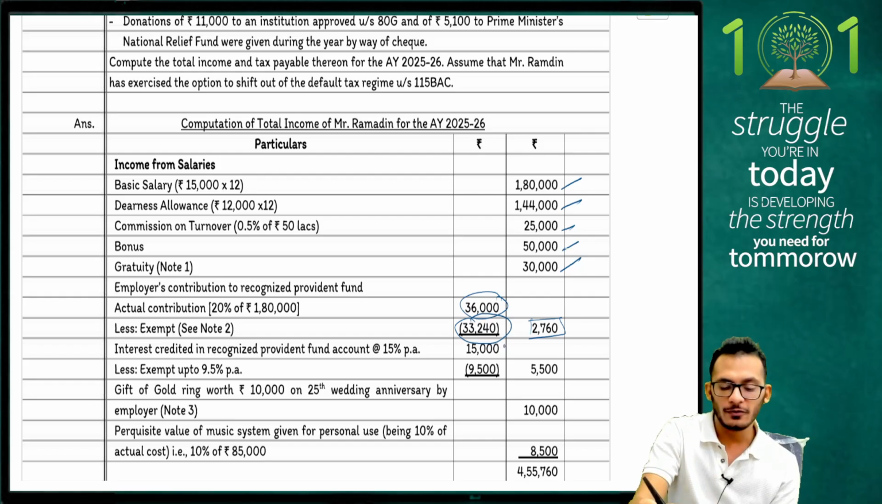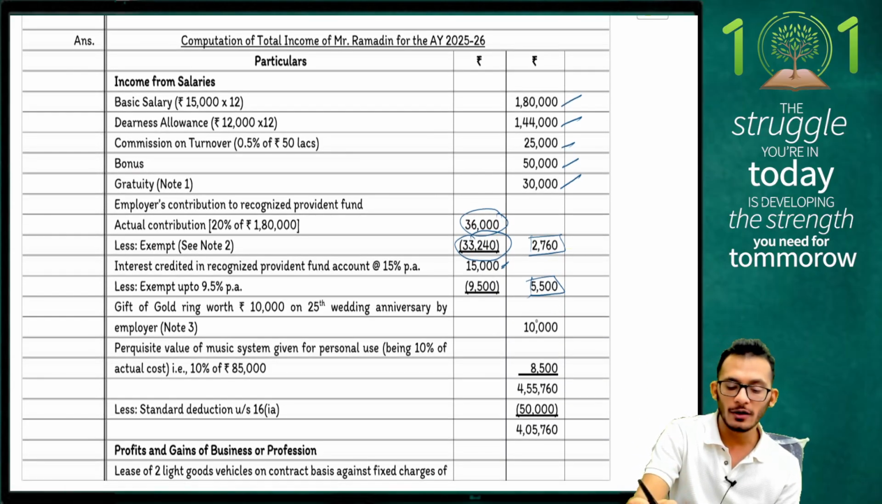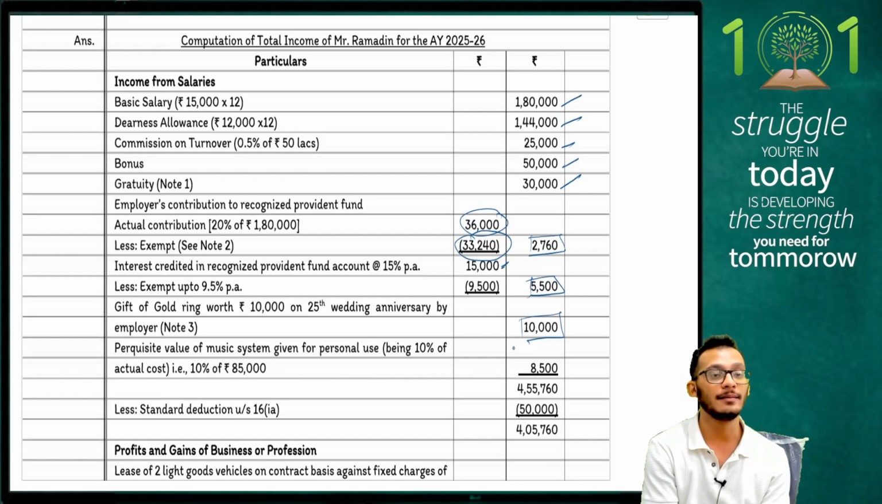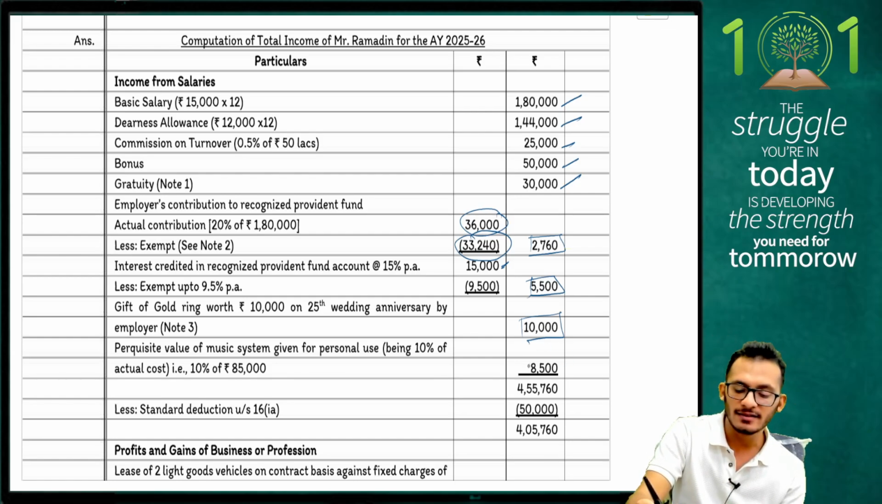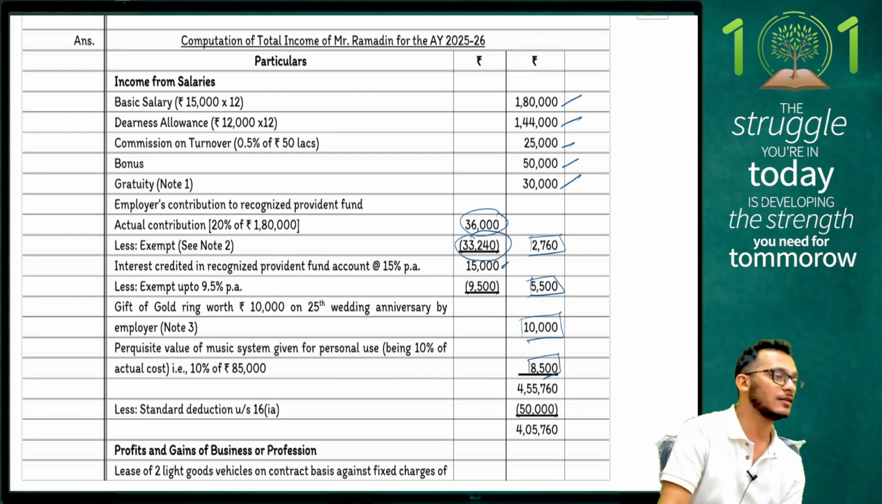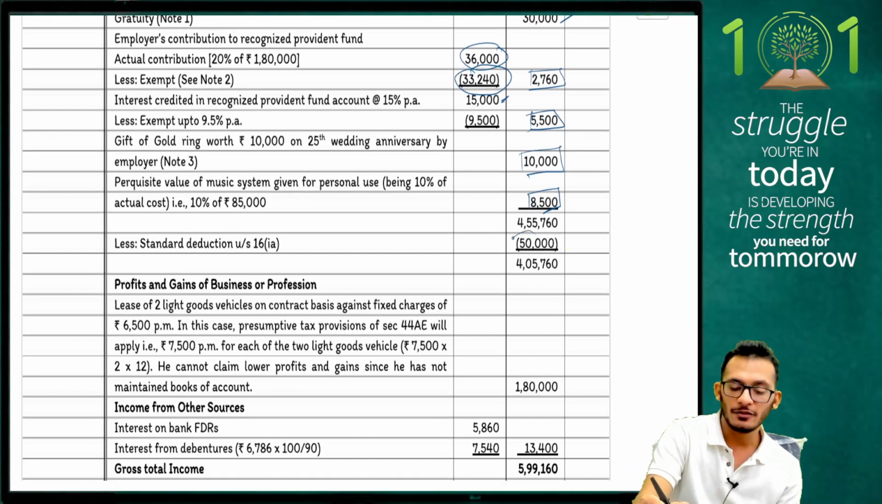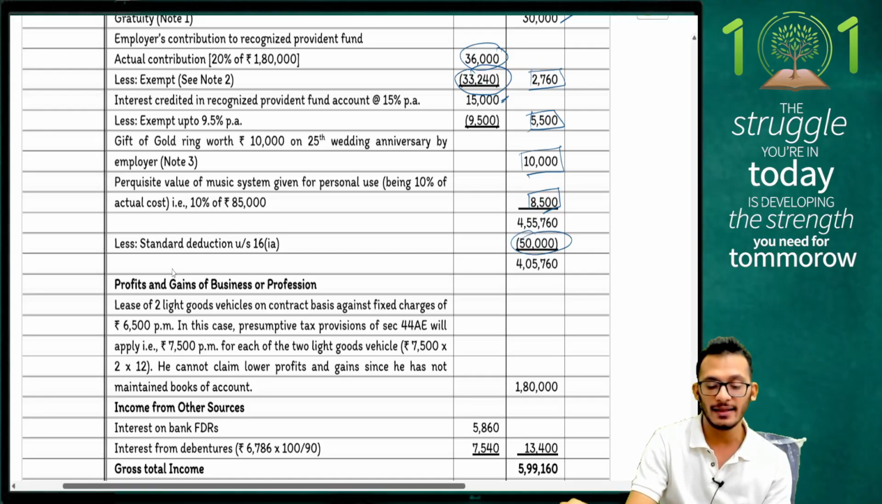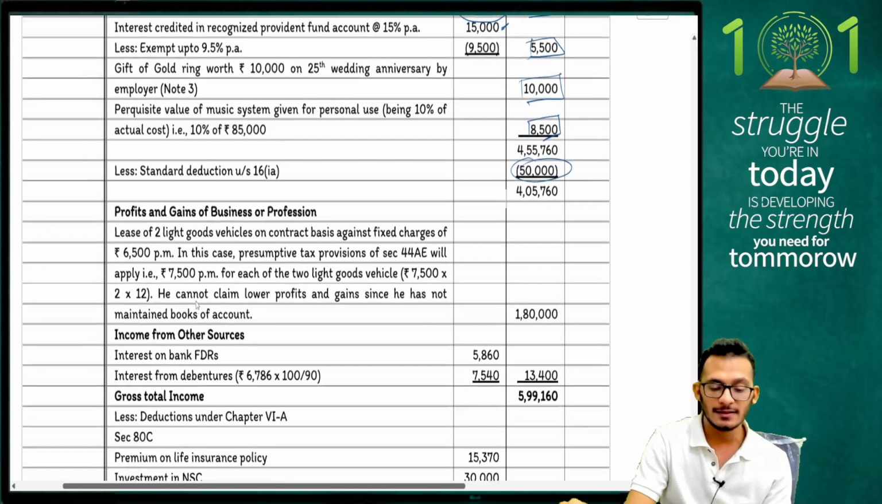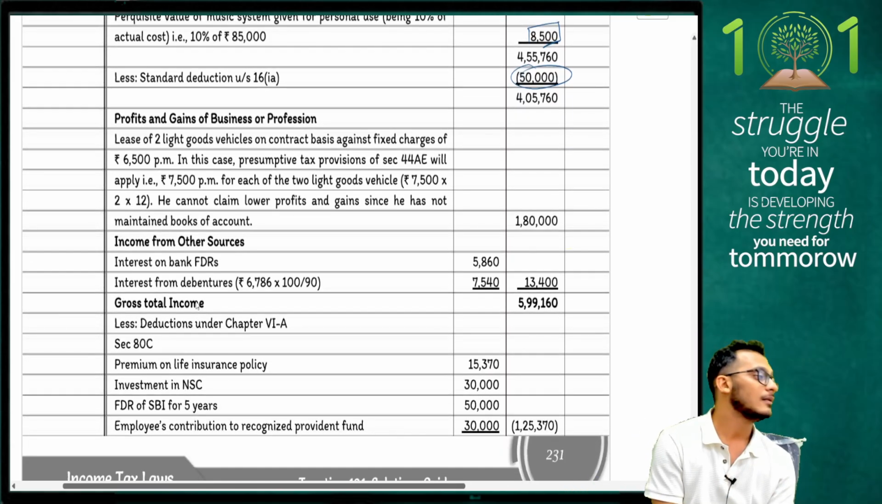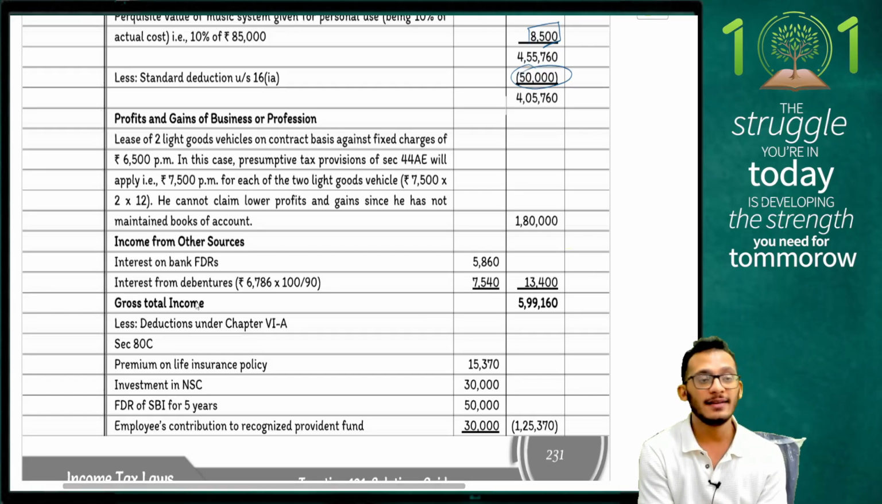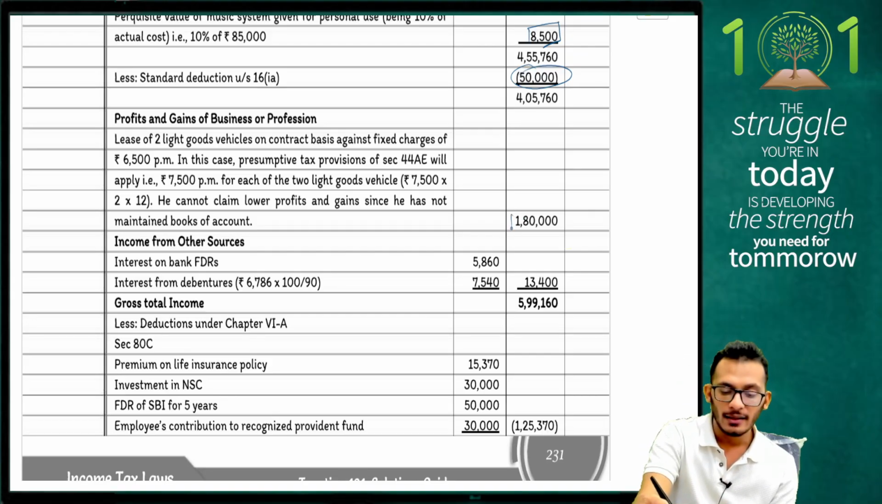The interest on RPF was 15,000, which was at 15%, exempted 9.5%, therefore taxable amount 5,500. Gift of gold ring was taxable for 10,000 rupees because more than 5,000. Perquisite value of music system is taxable for 10% of the cost because given for employees use. Got a standard deduction of 50,000 under salaries, therefore taxable income from salary became 4,05,760. PGBP, I had that transport operator, therefore I paid 7,500 into 2 vehicles into 12 months. Answer became 1,80,000.